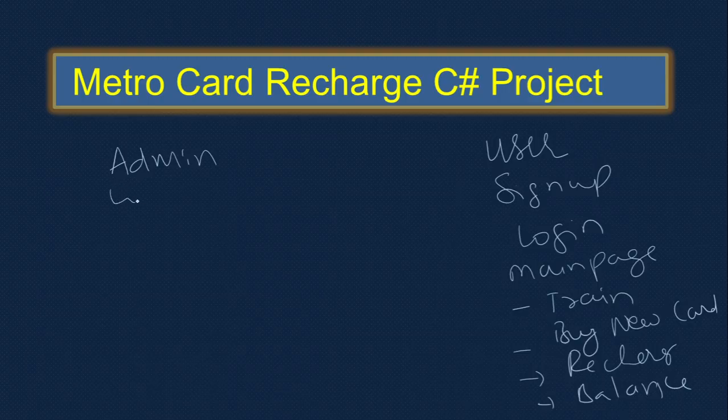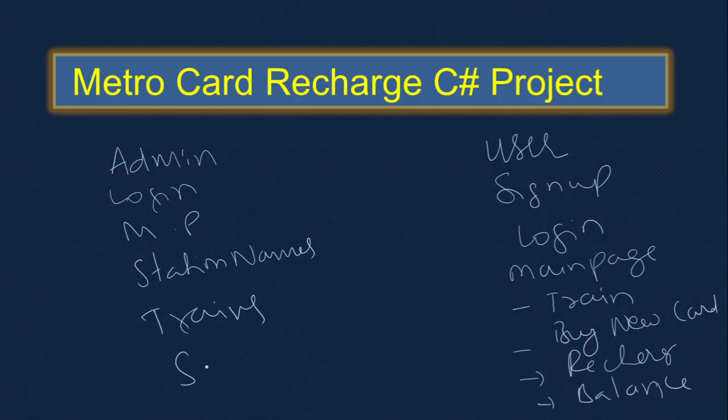On the admin side, the admin can log in and go to the main page. Here you write all the station names, what stations come, then the trains available. Next is the schedule: what time a train leaves and what time it reaches the next station. The timetable is important, and any user can view it. Here is the link.